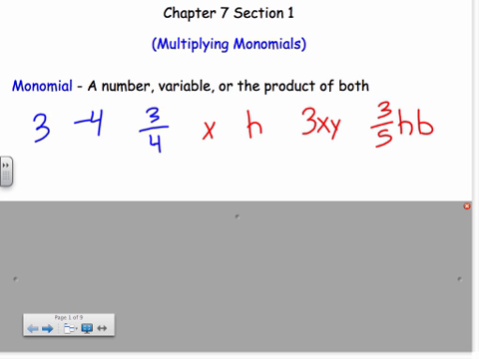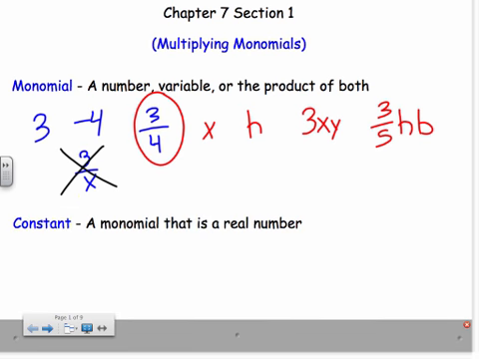This would not include division of the two. If you notice, this 3/4 looks like division, but it's a number, right? I could write that as 0.75. But if I would have something in this case like 3/x, that is not a monomial, because it is not the product of both. It is the division of both, and that's not a monomial.